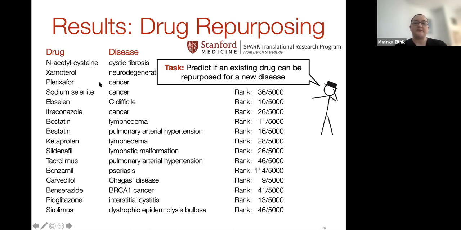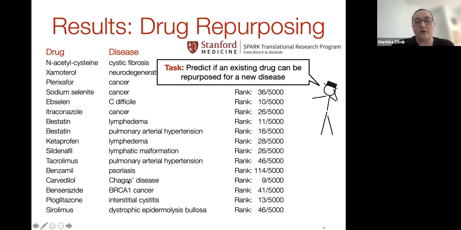And so we use that list as gold standard information, against which we evaluated performance of our subgraph embedder. So let's look at one particular example. Let's look at the row which is 4th row from the bottom. That 4th row says that Carvedilol was repurposed for Chagas disease by that center.